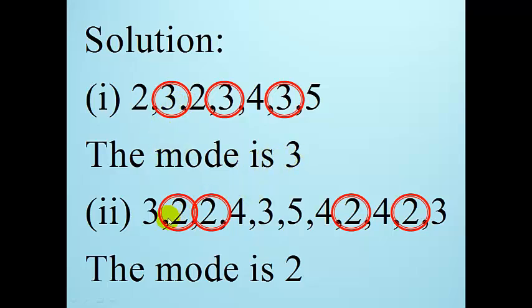Now when we look at the second set, the number that occurs most is 2. That is 1, 2, 3, 4. That is, 2 occurs 4 times. And that's the number that occurs most. And since the mode is the number that occurs most frequently, that means that the mode is 2.